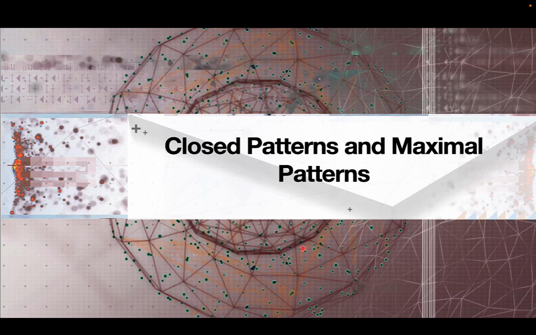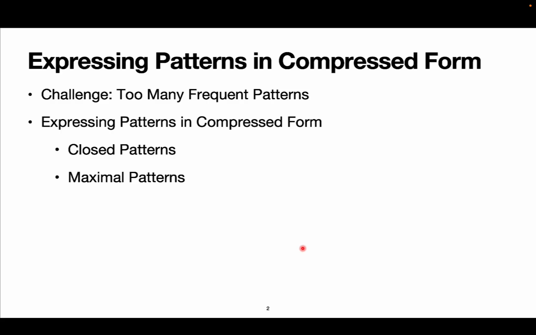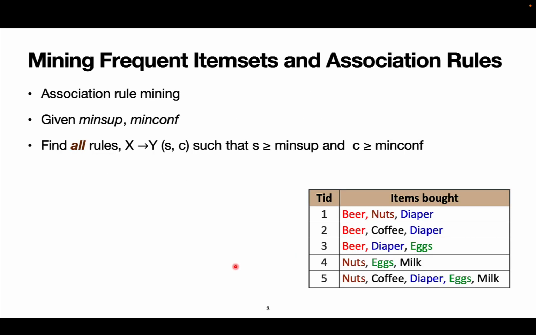In this lesson, we will discuss two techniques to compress frequent patterns, which are closed patterns and maximal patterns. We will go over challenges associated with mining large datasets, then discuss closed patterns and maximal patterns. So far, we discussed association rules that describe the relationship between items in a transactional database.